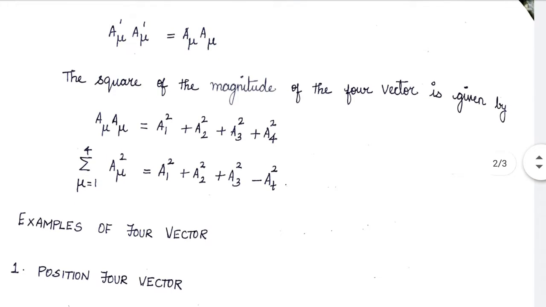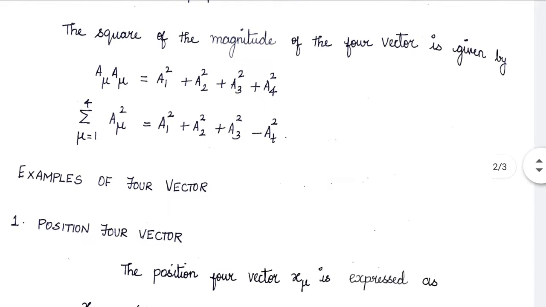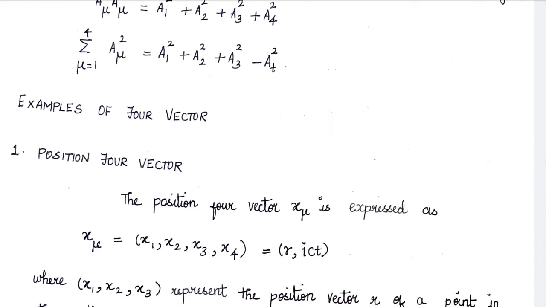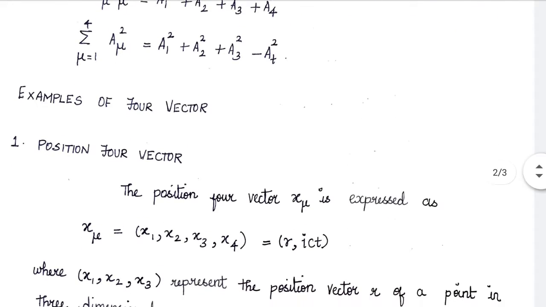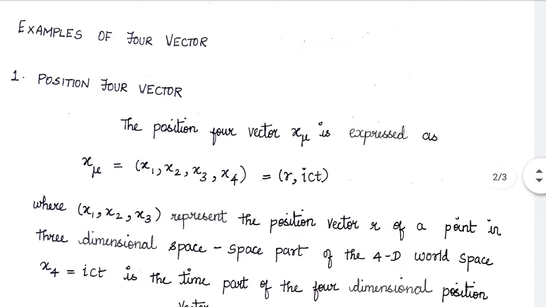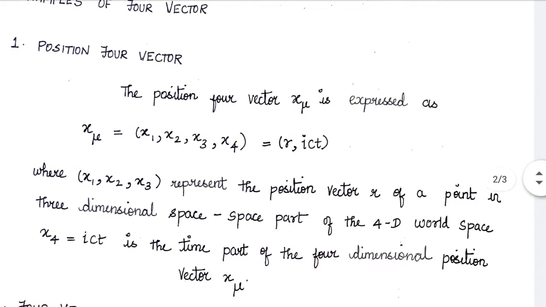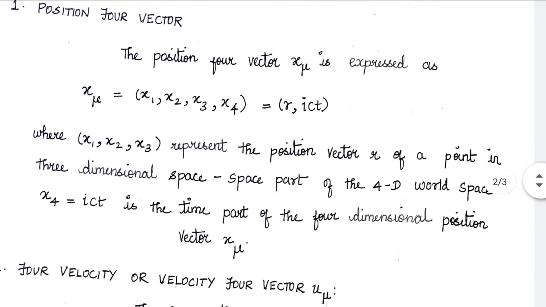Now let us see some examples of the 4 vector. The first one is the position 4 vector. The position 4 vector x mu is expressed in terms of its 4 components x1, x2, x3 and x4, or in general it is r comma i c t. So this r represents the position vector of a point in the 3-dimensional space, and it represents x1, x2 and x3, which is nothing but the space part of the 4-dimensional Minkowski space. And the 4th component x4 is given by i c t, which is the time part of the 4-dimensional position vector x mu.